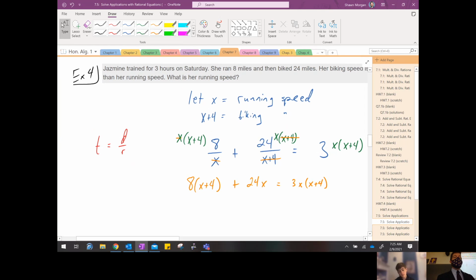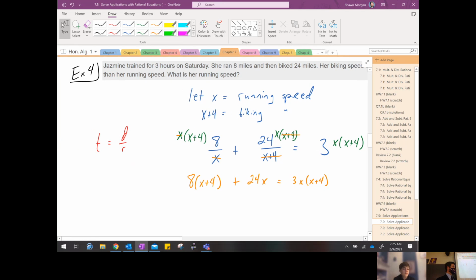But now we've got not a rational equation, okay? George, what kind of equation do we have now? Once I do my distribution, what'd you say? Quadratic, right. Because that right-hand side is going to have a 3x squared on it, okay? So 3x squared plus 12x equals 8x plus 32 plus 24x, okay? Combine like terms, okay? So what do I want to do, Jack, to both sides to combine some like terms?